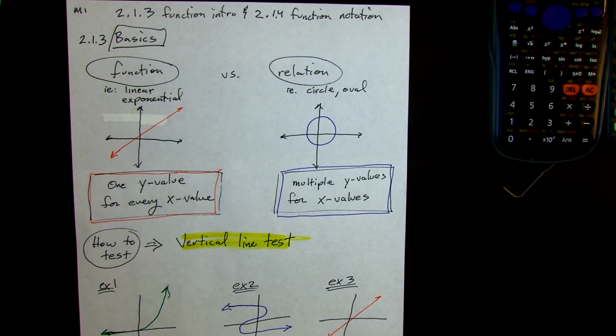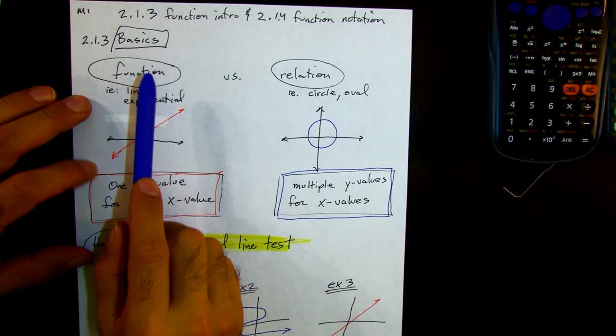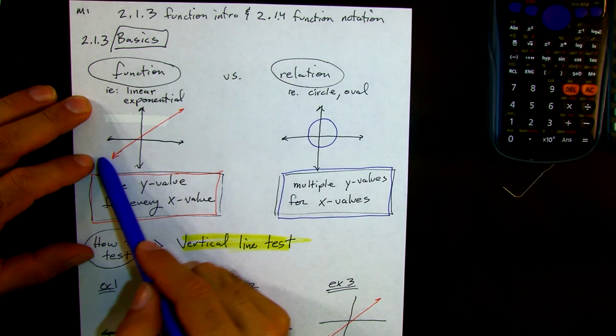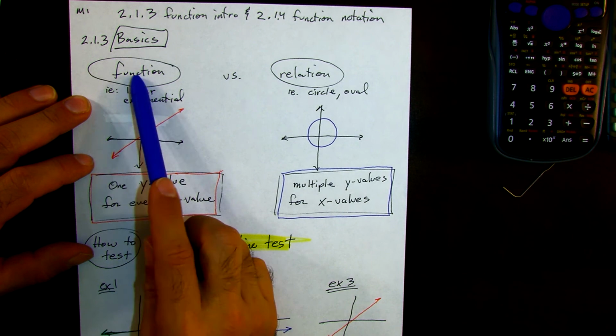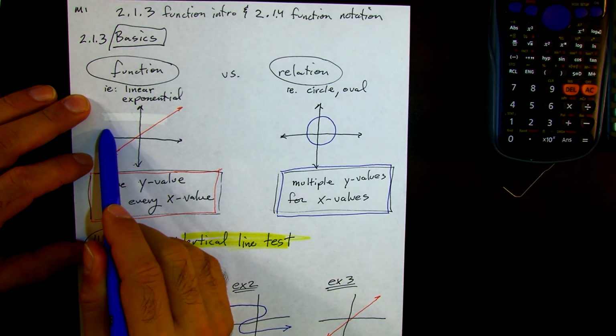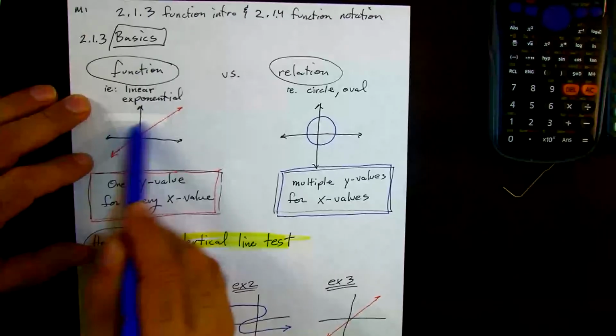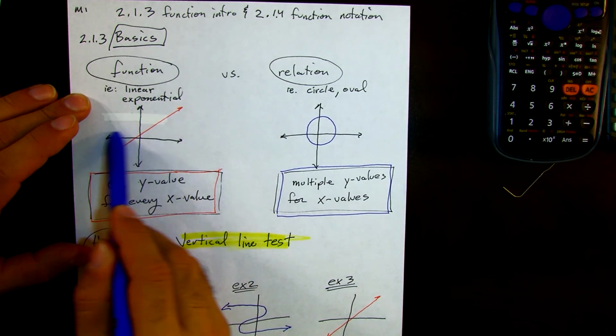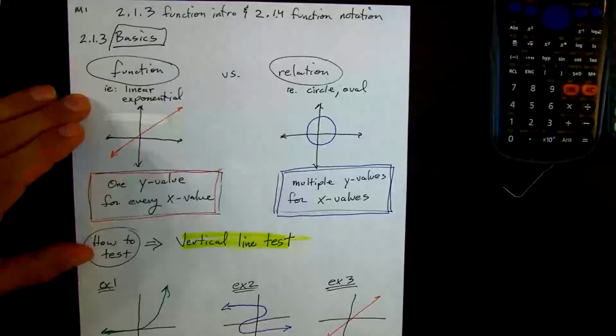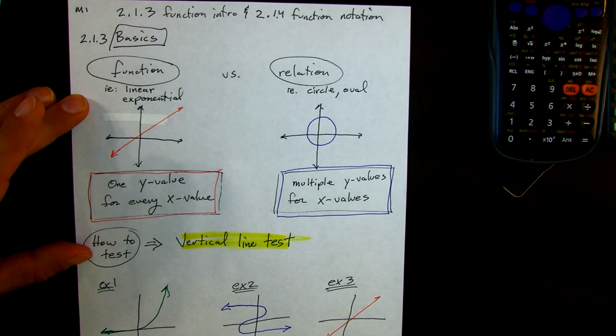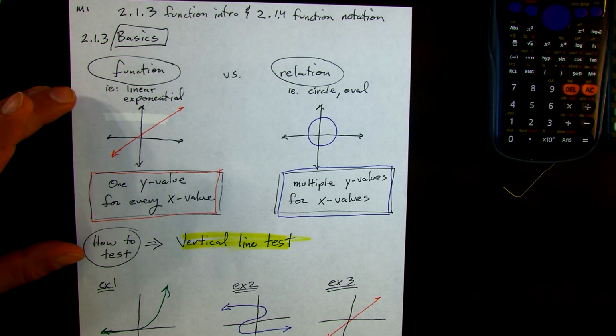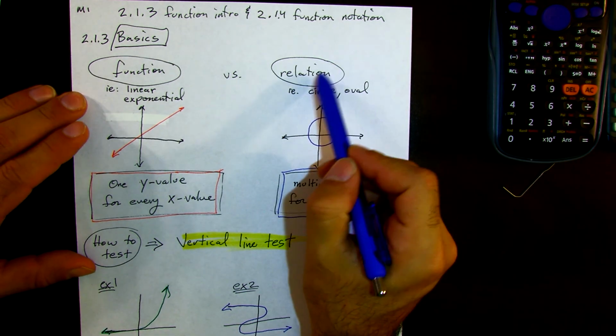Okay, so a function, here's the basics. It is similar to a linear function, a line. We just did exponentials and linears, so everything we've been working with has been a function. A function is a linear or an exponential. Remember the exponential with the asymptote. Functions are really all we've dealt with so far. There's one other type of math problem, and that is a relation.